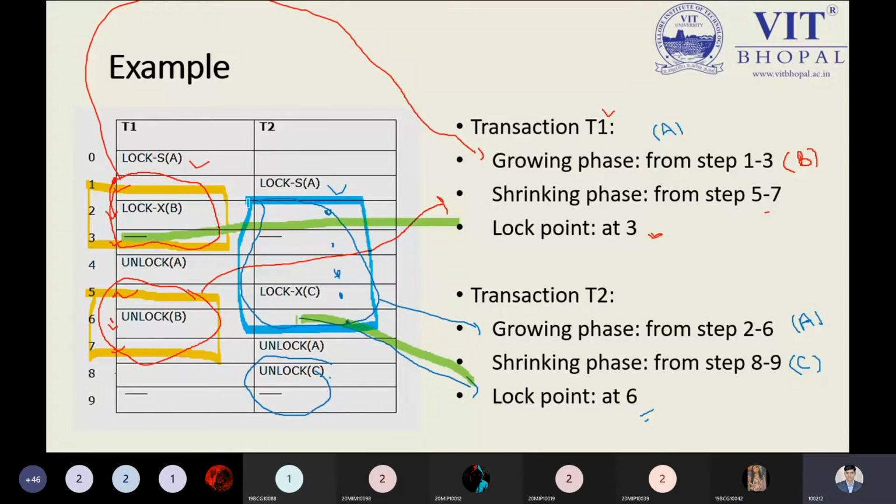And after applying the lock XC, what is the next statement from where we can start our instructions under this lock? That is the lock point at 6. So we have its growing or shrinking phase. The growing phase we have seen. Now its shrinking phase will be 8 and 9. So it is also written over here. Now it is clear to all of you? This example is clear.